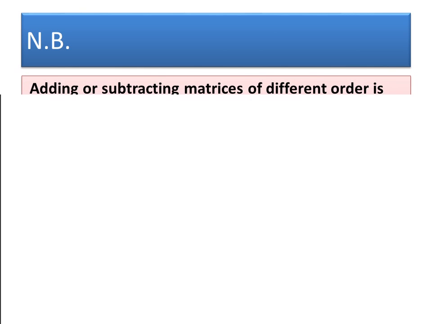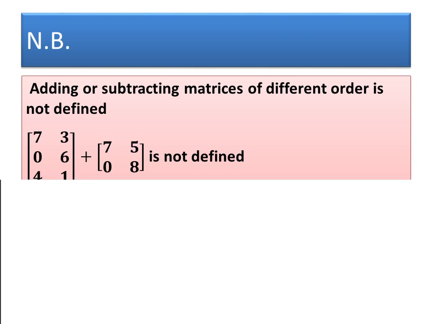Here we have some important remarks. Adding or subtracting matrices of different order is not defined. So let's give an example. We have here a 3 by 2 matrix. We add it to a 2 by 2 matrix. We cannot perform this addition.